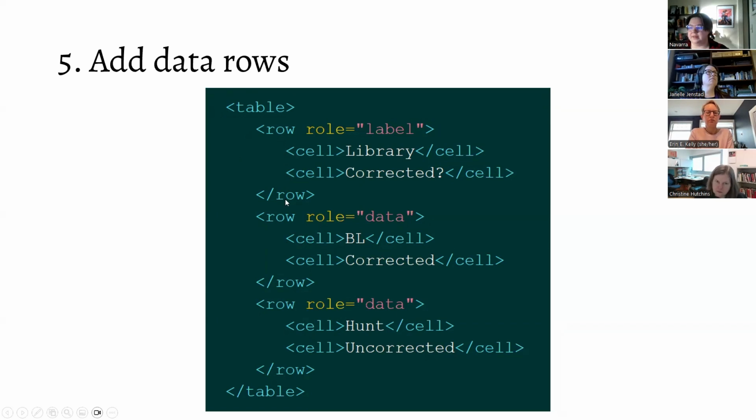because that's what you said in your label row. So here, our first cell corresponds with this first cell in the label. So the library is the BL, and it is corrected. And same thing here. So we've got a second row with data in it. Our first column says hunt, second column says uncorrected.